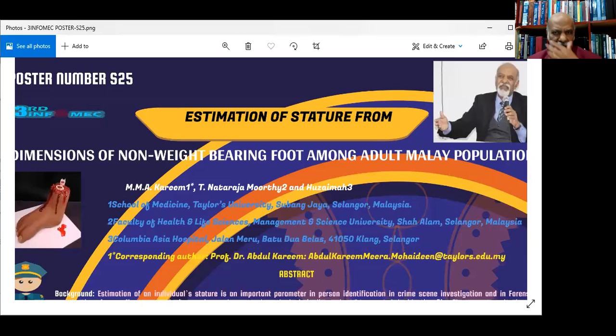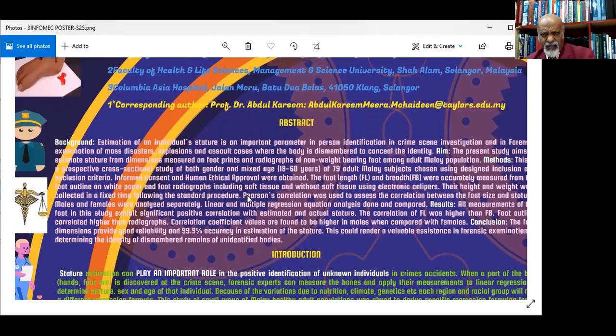I'm Abdul Kareem from Taylor's University, Malaysia. I am here to present my research poster on estimation of stature from dimensions of non-weight bearing foot among adult Malay population. My co-researchers were Professor T. Nadarajamurthy and Dr. Huzaima. Our aim was to establish the relationship between the foot measurements and the stature of an individual, and also to derive regression formula to be applied in future.